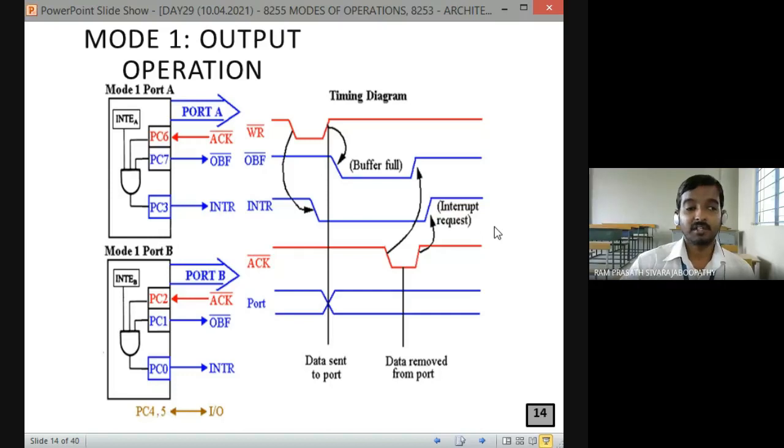Fine. So note this well here. A different port sequence is used during output operation. Regarding port A, PC6, PC7, PC3.